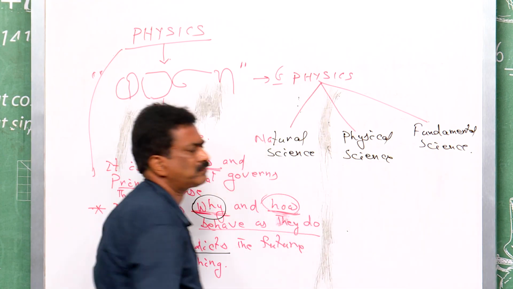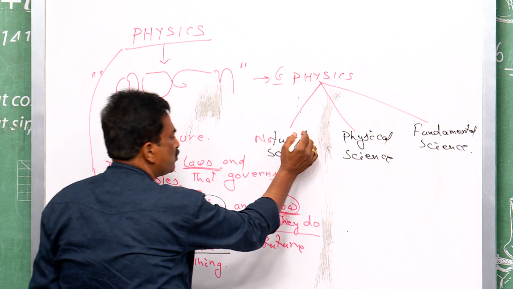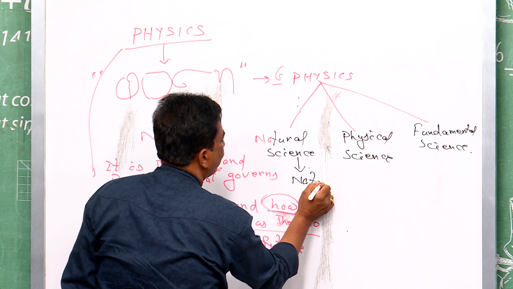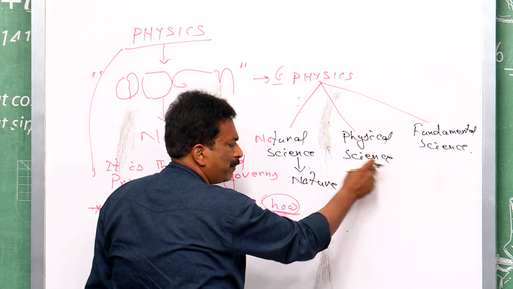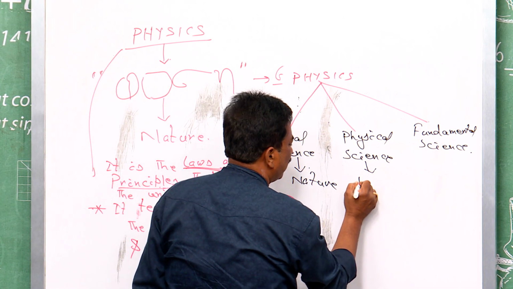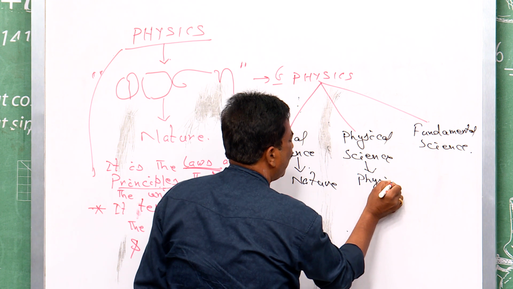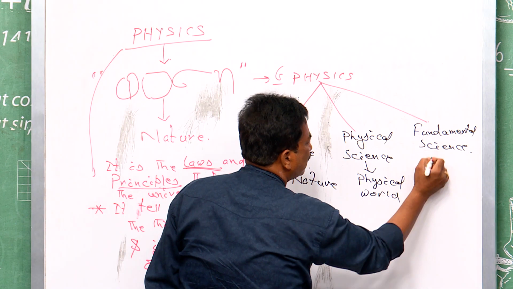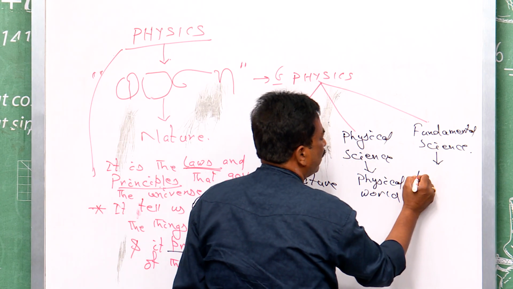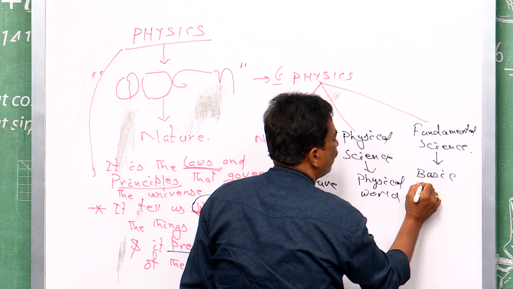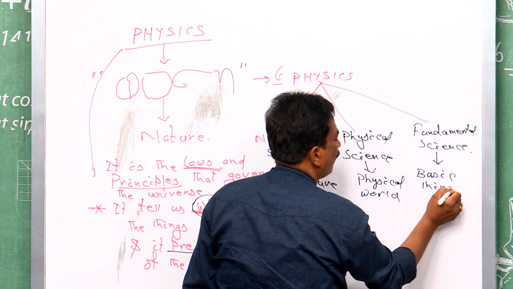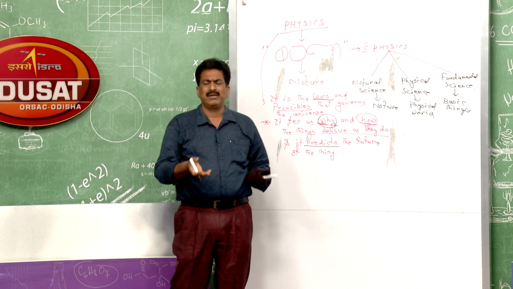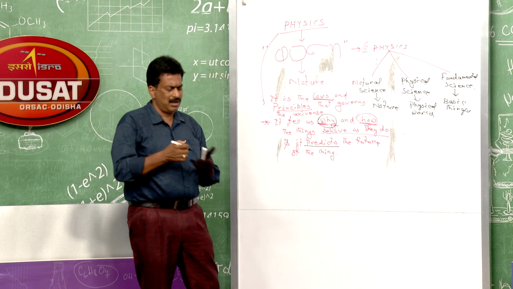If it is the natural science, it deals with nature, and if it is the physical science, it deals with the physical world, and if it is the fundamental science, it deals with the basic things. So what are the basic things? The sound, the light, the wave, these are all the basic things.